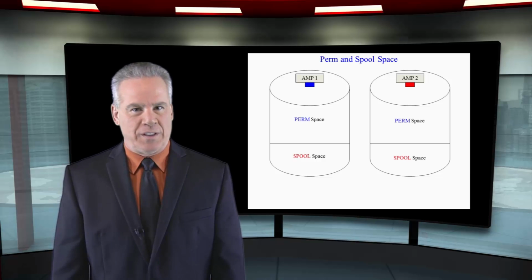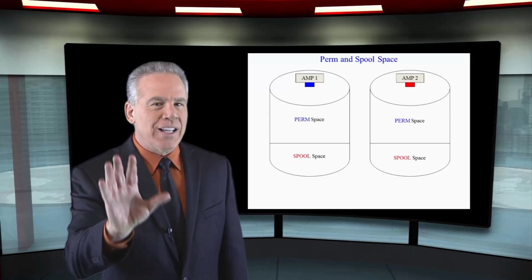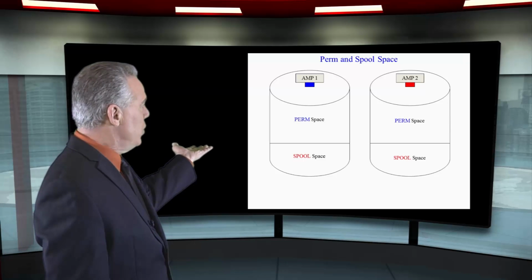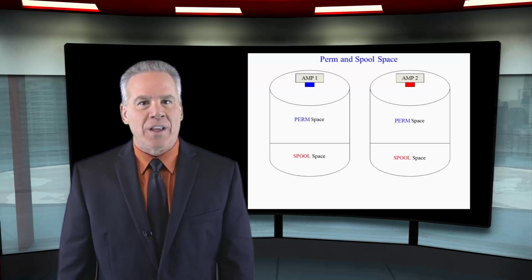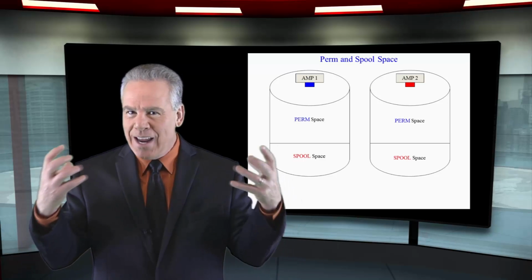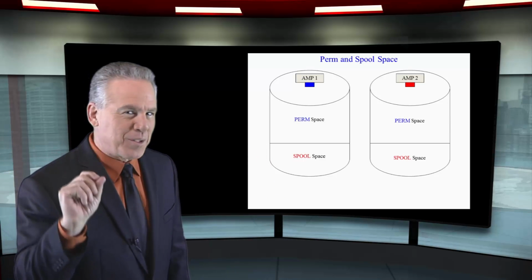There's actually three types of space: perm space, spool space, and temp space. Let's just get the first two down because they're the majority of what you need to focus on. Perm space, it's where they keep the permanent tables. Every time you create a table or the DBAs create a table, that takes up perm space.